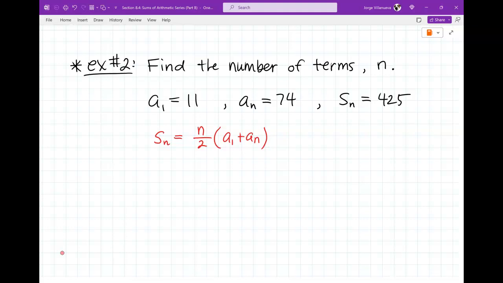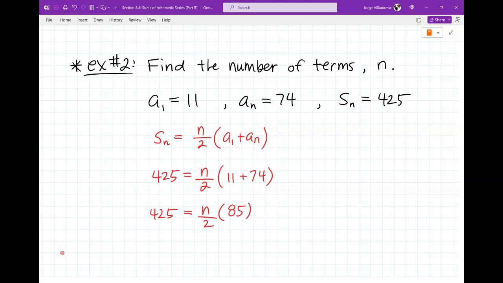And once we do that, you're going to notice the only thing left is going to be the n on top of the 2. Because s sub n is 425. I don't know what n is, but we have to figure that out. A sub 1 is 11, and a sub n is 74. So notice there's only one variable left, just n. So that's what they want me to figure out. They made it really easy for me to see it, right? So let me go ahead and add on the right side here. So 425 equals n over 2. That's going to be 85.